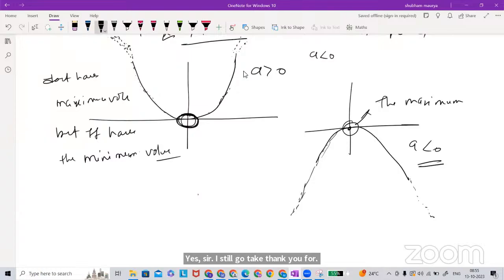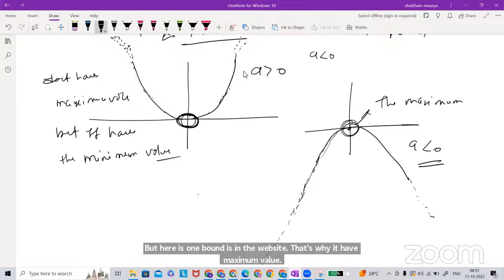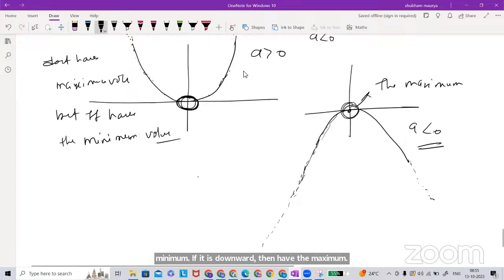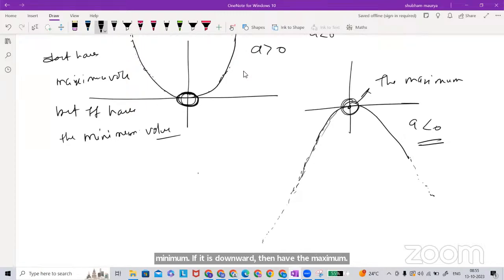Similarly, for this opening downward, this continues, but here one bound is on the above side. That's why it has a maximum value. So if the quadratic opens upward, it has the minimum. If it is downward, it has the maximum. It doesn't have the opposite, but vice versa. Okay, this is one property.